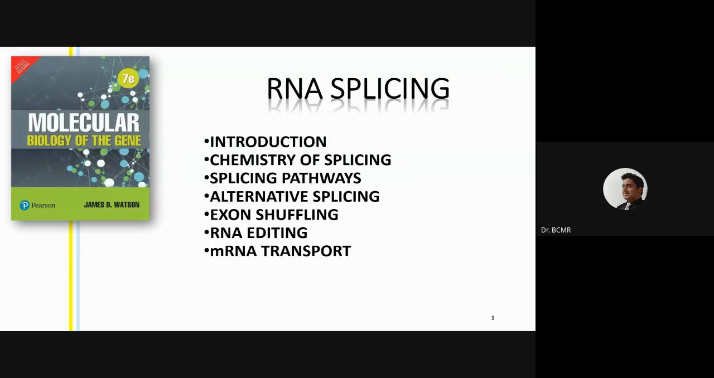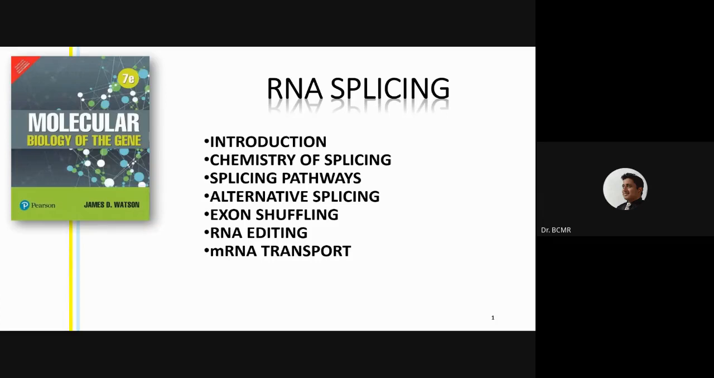So, in today's class, we will discuss the next step in expression, that is, with regard to eukaryotic expression. What we will discuss is RNA splicing. So why the need for RNA splicing? It's because of the presence of introns, and the majority of eukaryotic genes have introns.